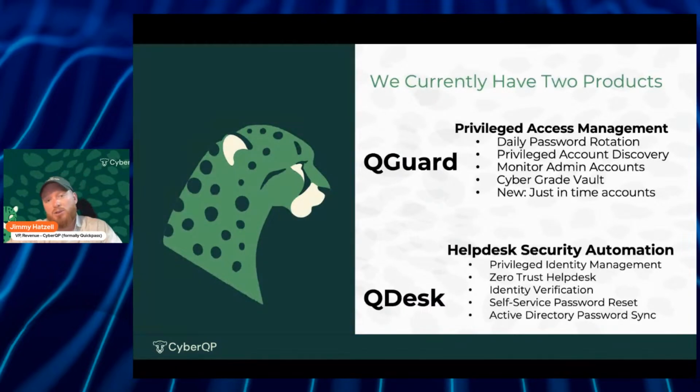We have two products: QGuard, which is our privileged access management tool, and QDesk, which is the help desk security automation tool. I'm going to start with QGuard, and I'm going to move a little quickly. If you'd like to dive into it at the end, I'll put up a QR code where you can book a demo, or you can raise your hand in the survey to book a demo with us.